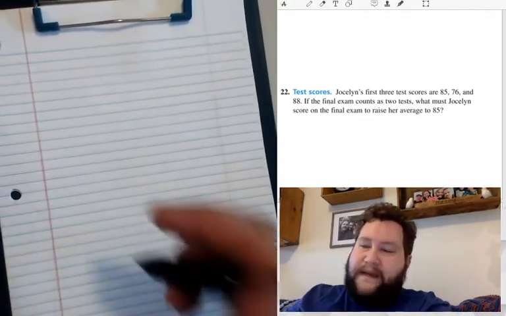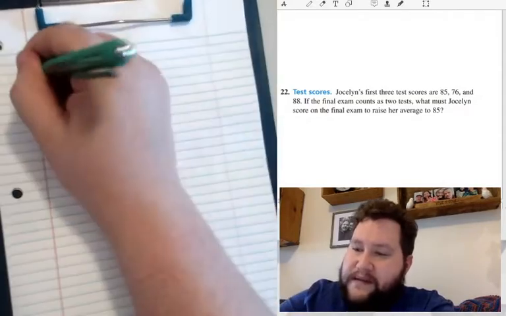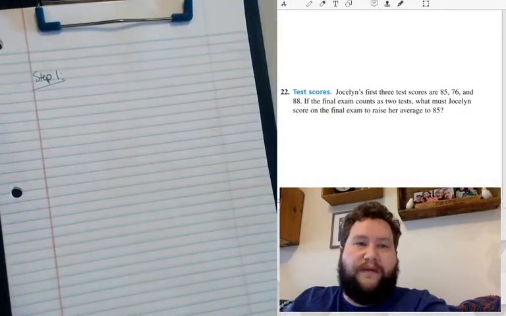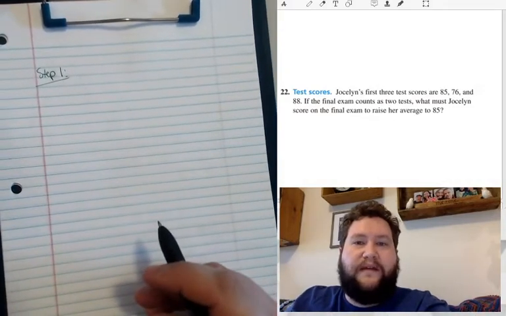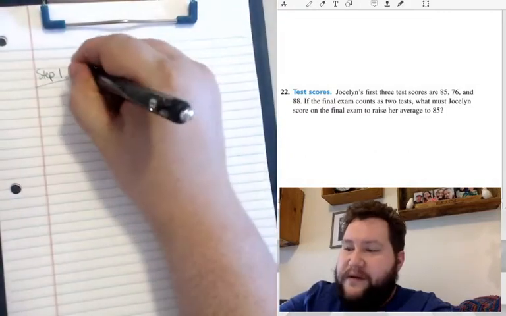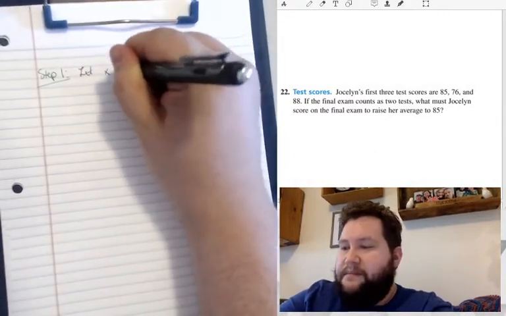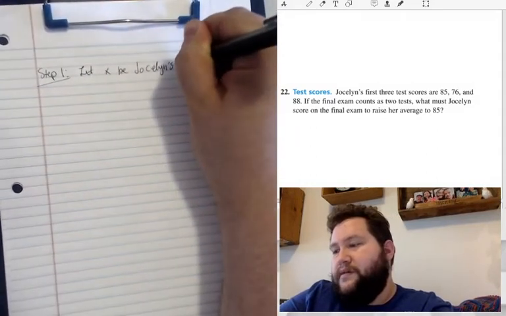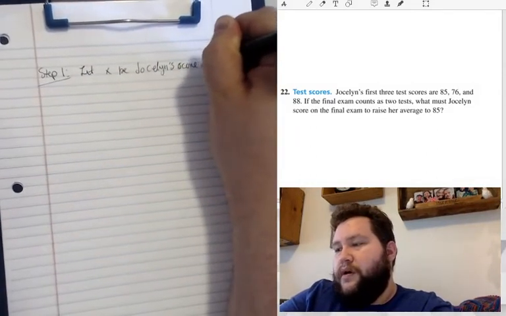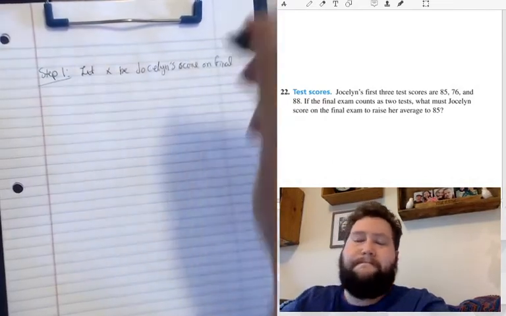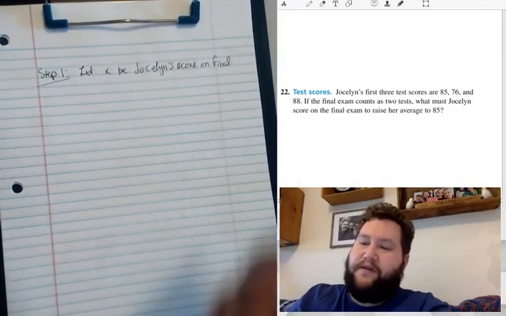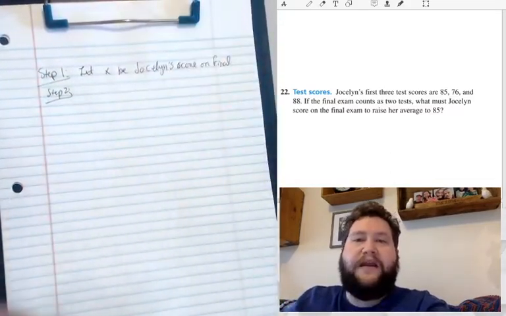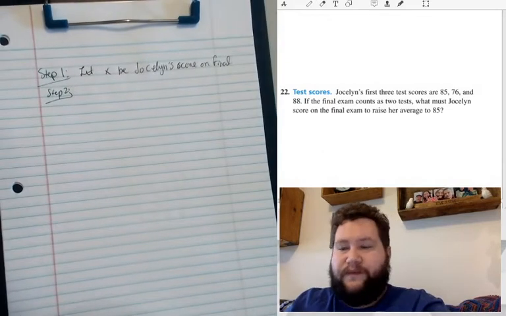Well, step 1, I'm going to use 2 colors. Step 1: what should our variable represent? Well, it's what should she score on the final exam? So let x be Jocelyn's score on the final. And I guess that was actually more part of step 2. Declare it, and then write an expression relating the unknowns.